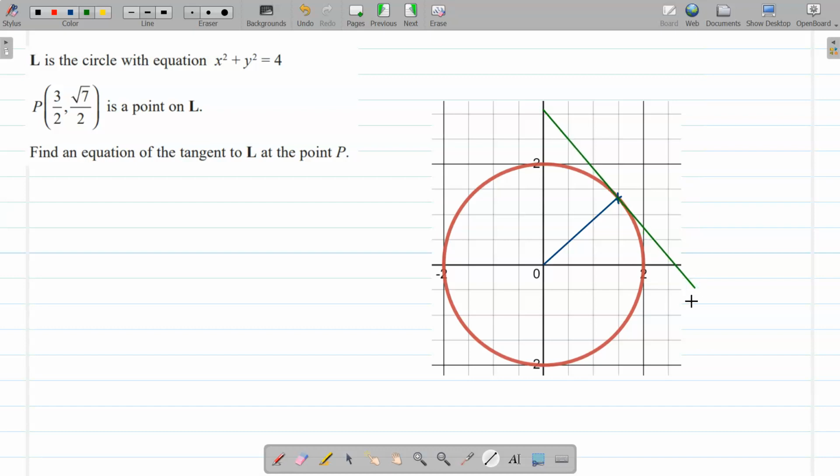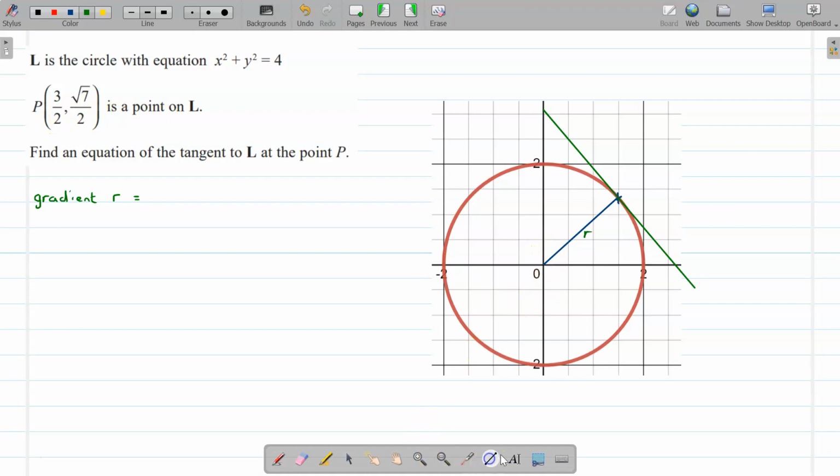There it is. Okay, so what we're going to do is find the gradient of the tangent by first finding the gradient of the radius. So the gradient of the radius is actually easy to find. The gradient of r, I'll call it r for radius, is simply, because it's going through the point 0, 0, the y height divided by the x distance.